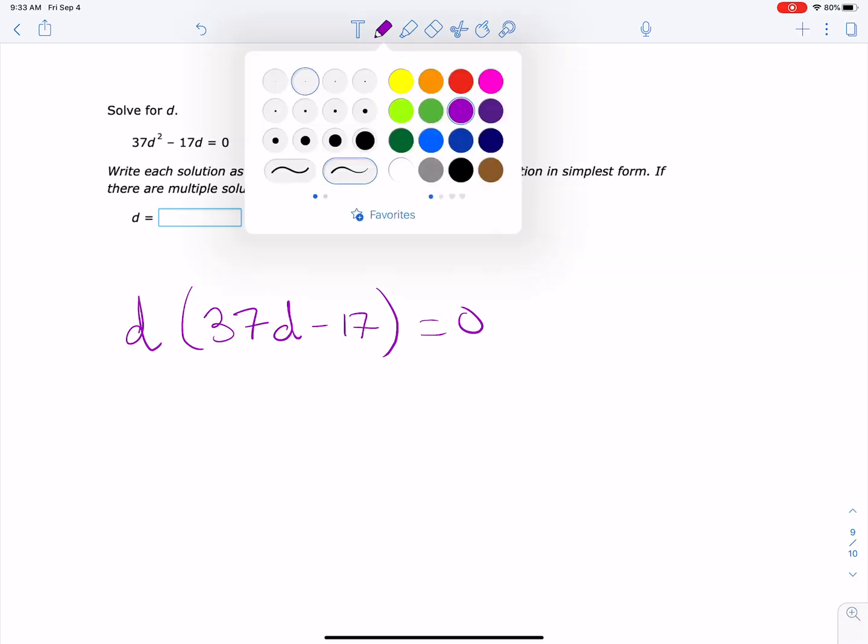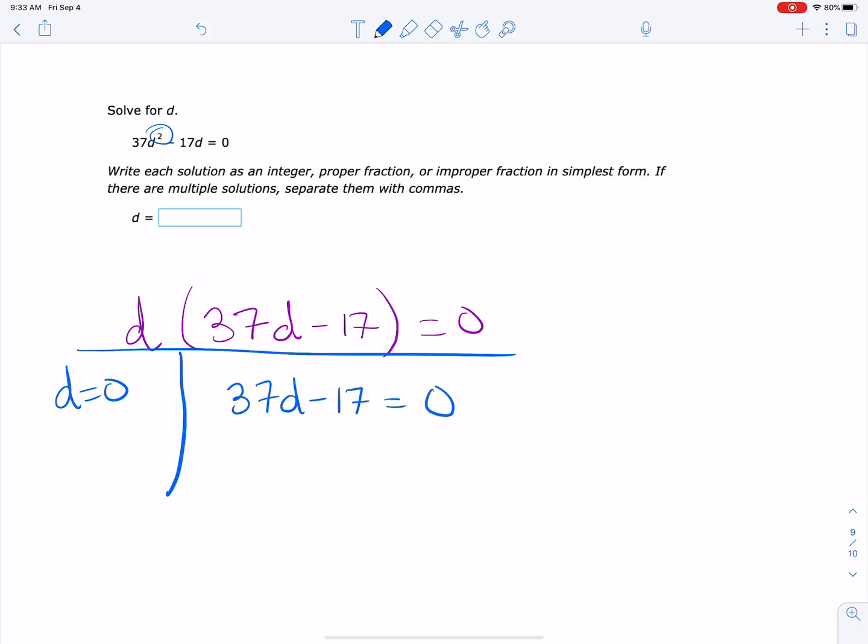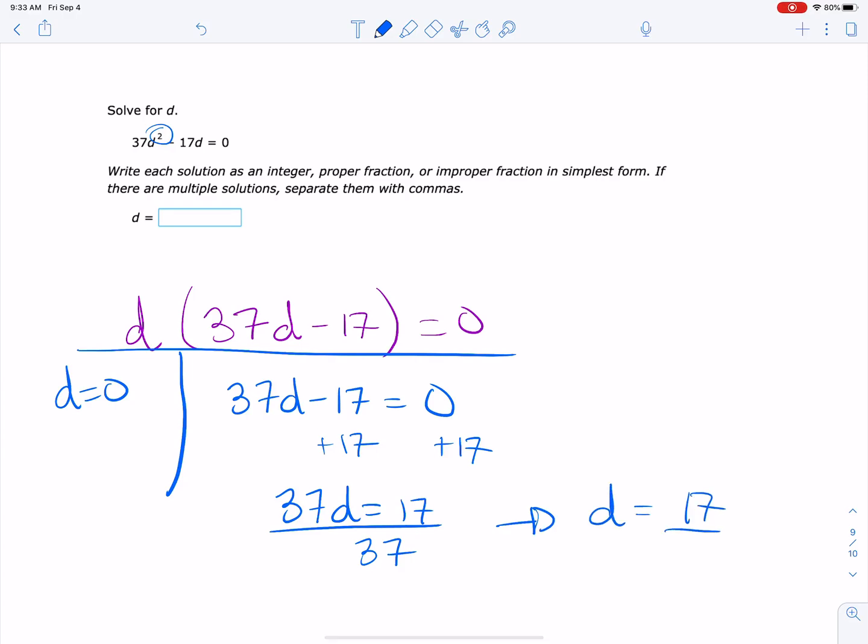Once you're able to undo the squared in factored form, you're ready to solve. So D equals 0, and then 37D minus 17 equals 0. Let's add 17. 37D is 17. Divide by 37. D is 17 over 37. Of course, we would reduce if we can. You always reduce fractions when possible.